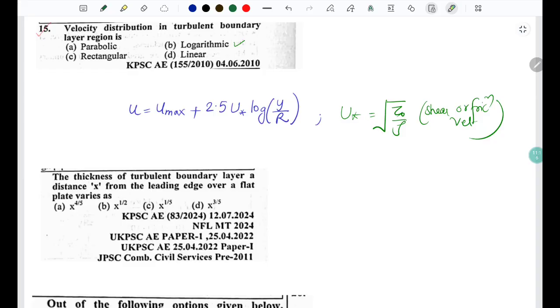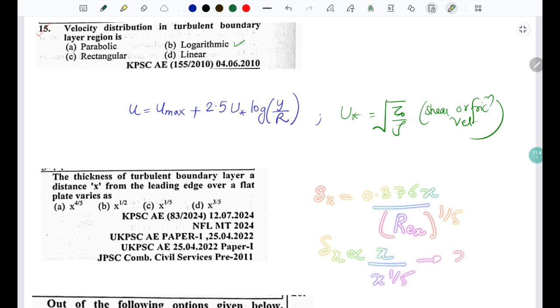For this question, we have the thickness of the turbulent boundary layer at a distance of x from the leading edge over a flat plate varies as, we know, the thickness of the boundary layer in turbulent flow is written as 0.376 x by Re x to the power 1 by 5. So delta x is directly proportional to x to the power 1 minus 1 by 5. This comes out to be x to the power 4 by 5, that is x to the power 0.8. Hence the first option.